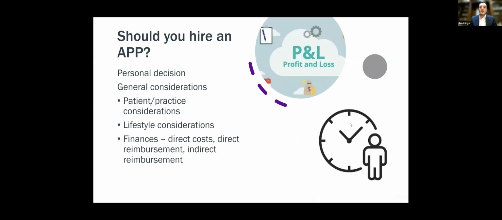So should you hire an APP? Well, I think this answer really tends to be very personal, and the individual factors and the weight each of us apply to those individual factors will differ amongst all of us. However, I think there are several general considerations that are likely to be widely applicable, and these include practice considerations such as patient wait times, lifestyle considerations, and finances, including direct and indirect costs of hiring an APP and direct and indirect reimbursement the APP can provide to your practice. So I'm going to talk about each of these things.